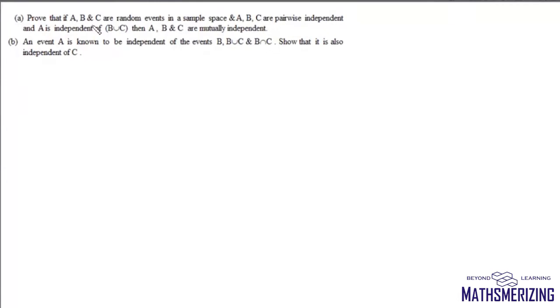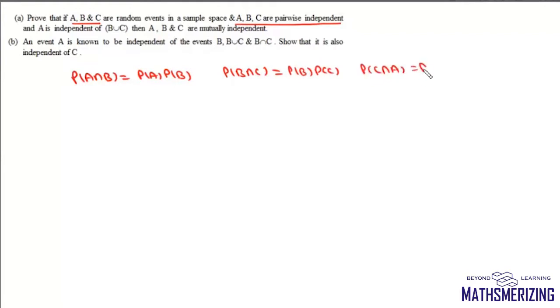Now the question is, prove that if A, B and C are random events in a sample space and A, B, C are pairwise independent. So if they are pairwise independent, then P(A intersection B) is P(A) into P(B), P(B intersection C) is P(B) into P(C), and P(C intersection A) is P(C) into P(A).